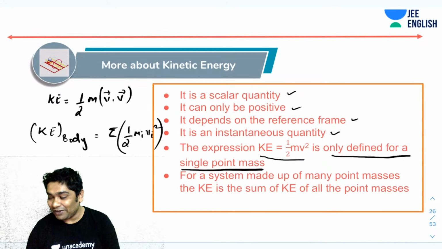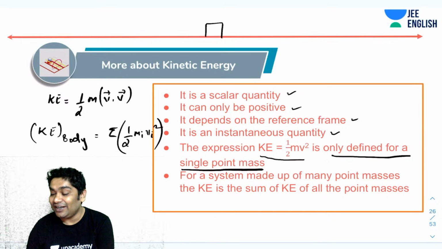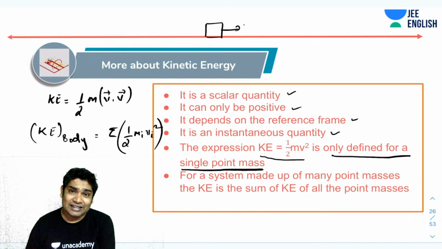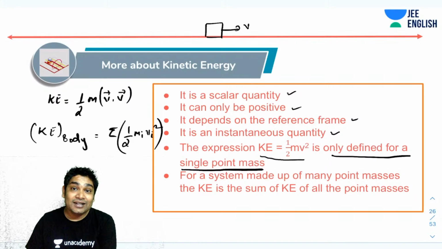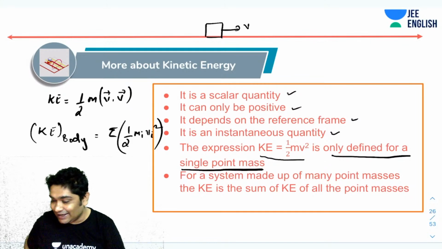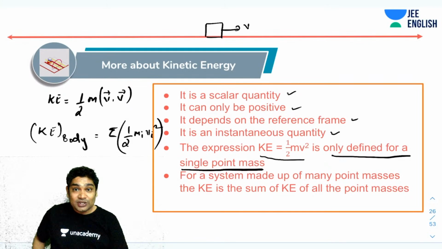So how do you use the term half mv square for a big block? For a big block, if a big block is translating with a velocity v, then we say that the kinetic energy is half mv square. Why do we say that? Because in most of the cases that you're talking about, the body is translating. Okay, if the body was not translating, if it was also rotating, then I hope you remember that the kinetic energy is not half mv square. It is half m vcm square plus half I omega square. Okay, so yes, that is the case. Remember that.